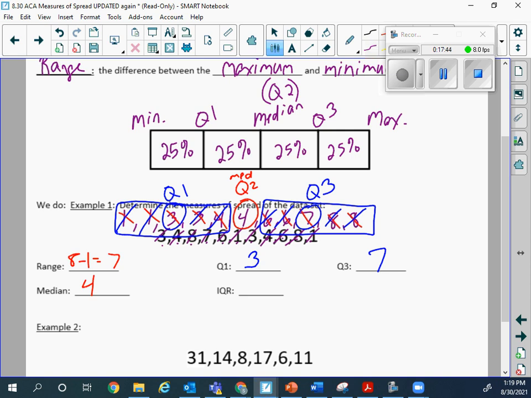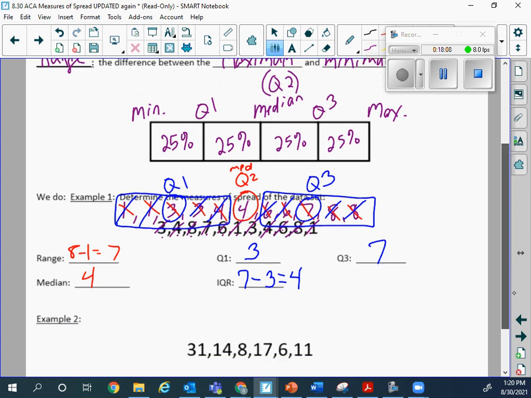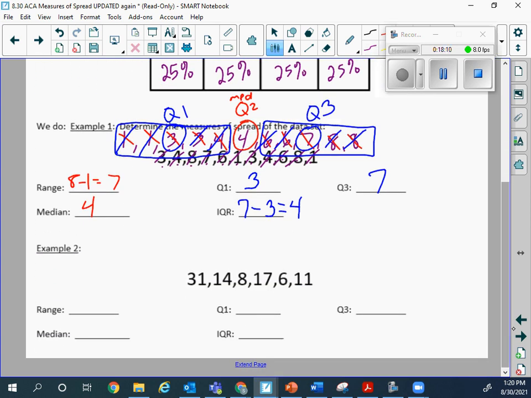Y'all are making me nervous about subtracting. Now, IQR, that was our new one, says we're going to find the difference between Q3 and Q1. Well, Q3 was 7, Q1 was 3, 7 minus 3 is 4. And that's all you do to get the 5 number summary. Got it? Okay, you want to try one on your own? All right, so down here, try with a partner.